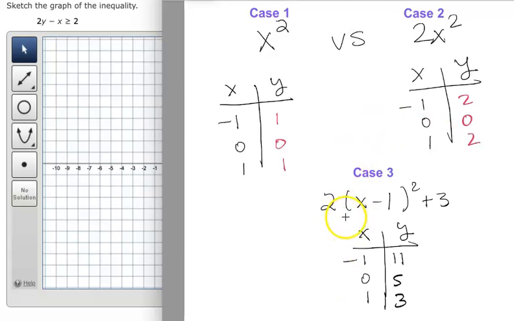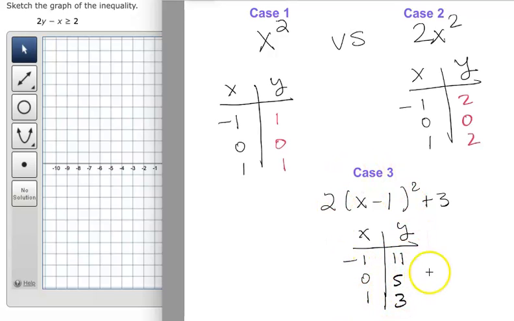Third case looks very different. This is actually in vertex form. The vertex of this is 1, 3. So the highest or lowest point, in this case the lowest because it's positive, is 1, 3. That's your vertex, and your second point would come by substituting one of these x values that I made up into the equation and getting a result. So if I substitute -1, I get 11. If I substitute 0, I get 5, and 1, 3.